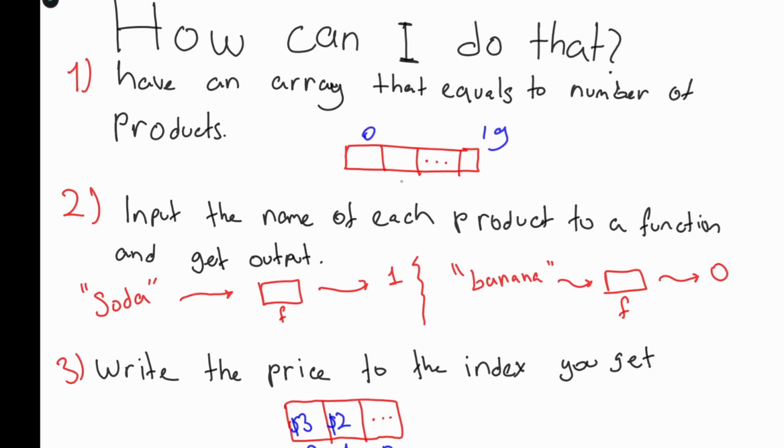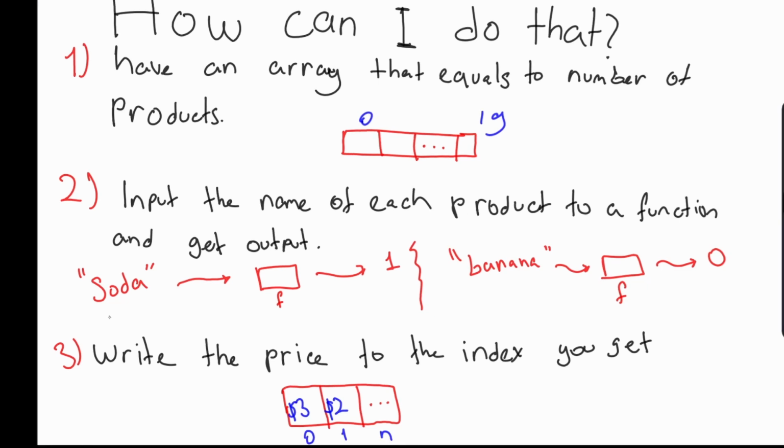That's number 1. Number 2, we're gonna have a function, and we're gonna input the name of each product, and it will give us an output. Let's say we inputted soda to our function, out comes 1. We put banana, out comes 0. And that function is called a hash function. So we're gonna write that function as well.